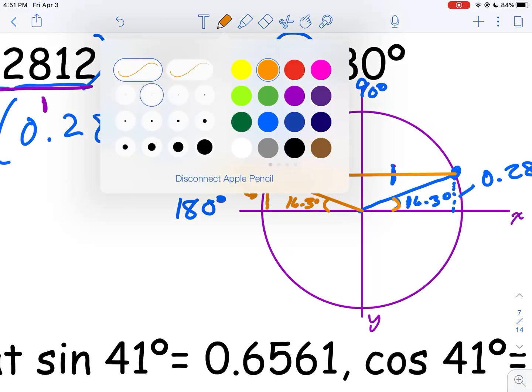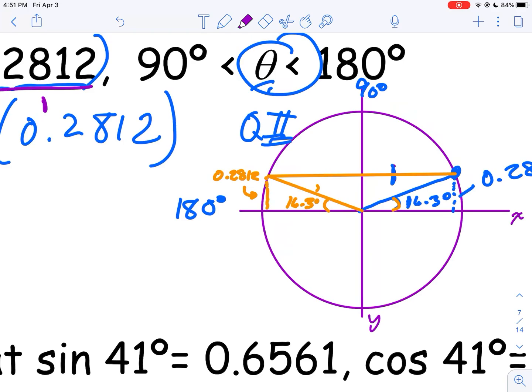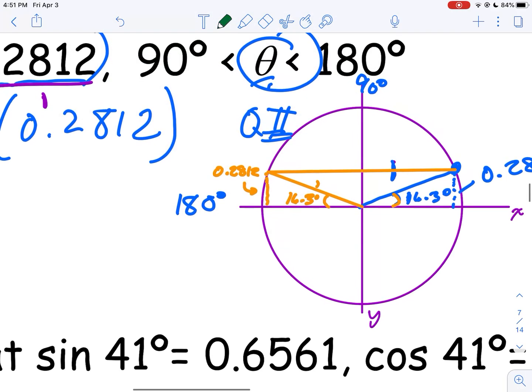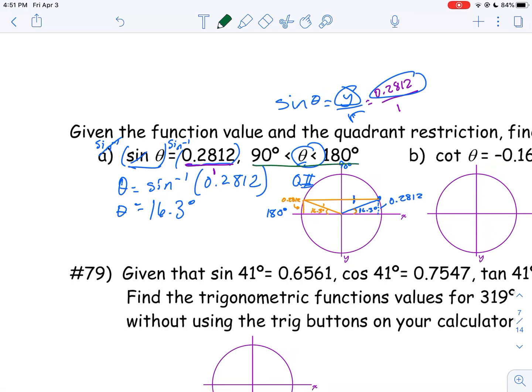And so we can find now what is the angle. I'm going to use something darker. What is the angle that's between 90 and 180 that will work? That's this angle right here. So how do we find that angle? Well, we know the whole thing, the straight line, is 180 minus this orange part right here. So it's 180 minus 16.3, and that's going to give us 163.7 degrees. And that angle is between 90 and 180.